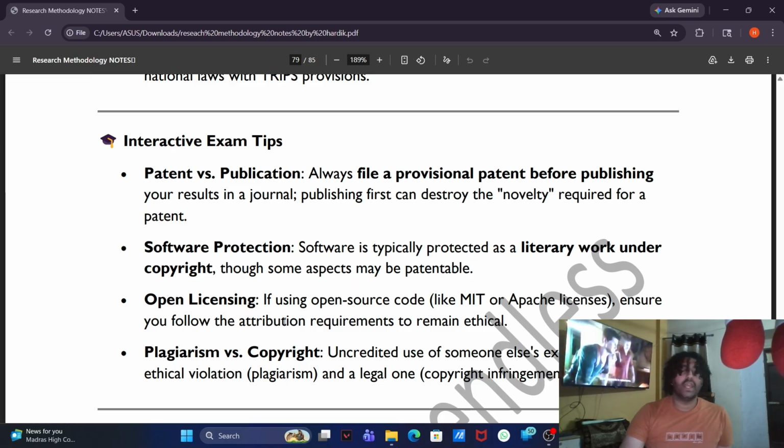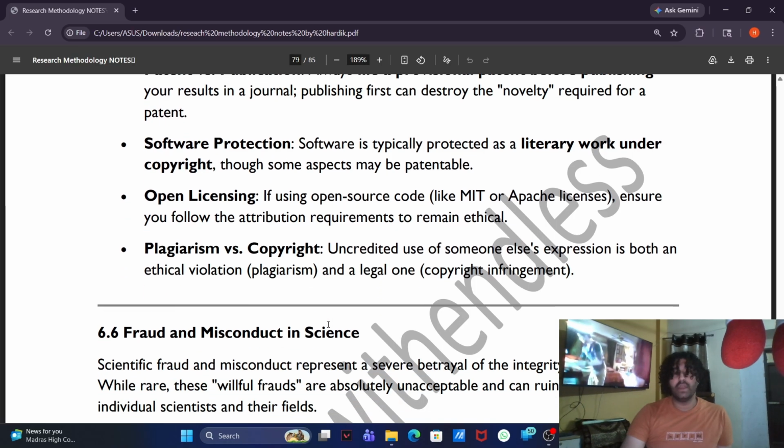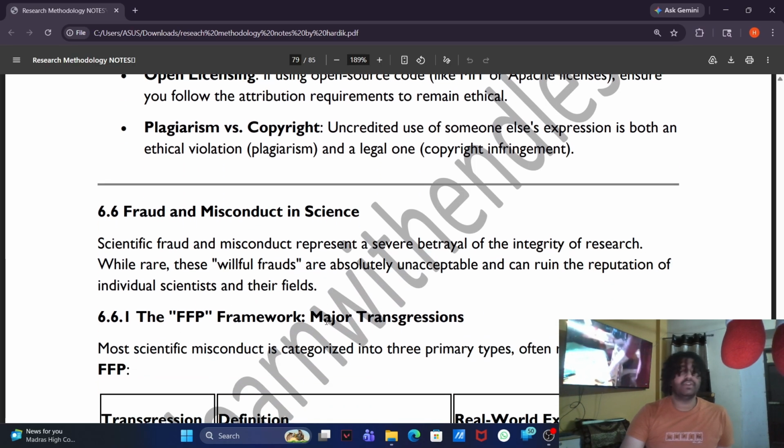Open licensing: if using open source code like MIT or Apache licenses, ensure you follow the attribution requirements to retain ethical standing. Plagiarism versus copyright: uncredited use of someone else's expression is both an ethical violation, plagiarism, and a legal one, copyright infringement.